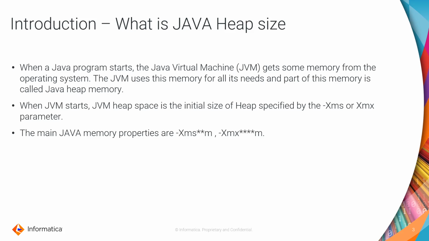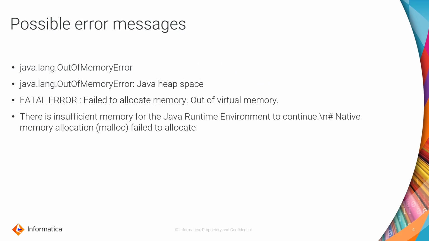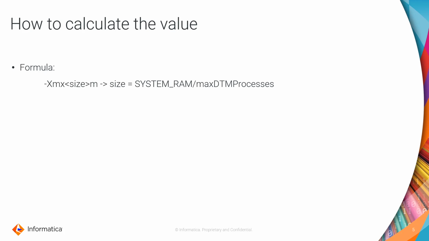We may face this issue whenever we are using any Java transformations in the mapping, or the columns in the source, target, or lookup have very high precision values. These are only some of the possible error messages we can see when the session fails with a Java related error. The formula to calculate the Java heap size will be based on the system RAM and the maxDTM processors. The maxDTM processors, by default, will be 2. Let's go for a demo.